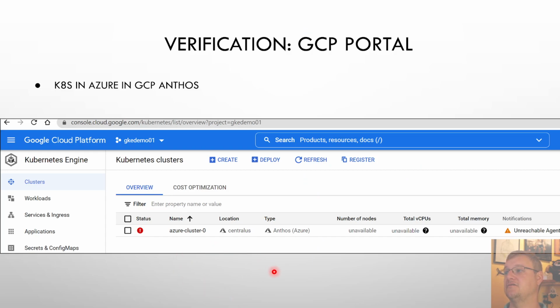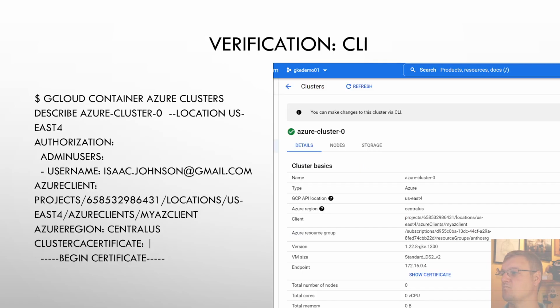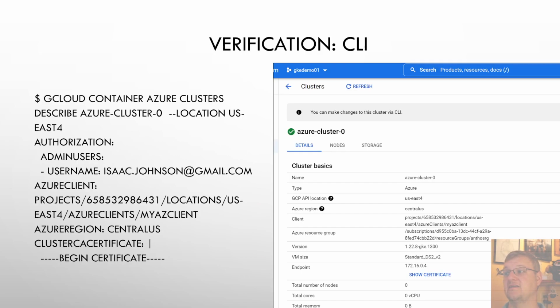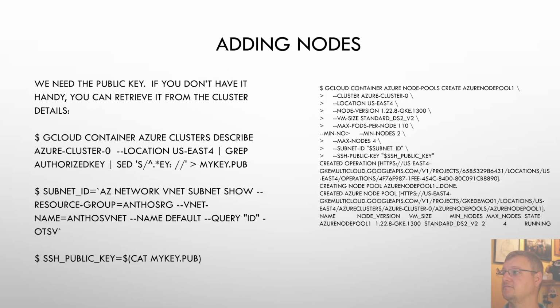When I go back to Anthos, we're going to see it create. At first it's red, but it will turn green as it kind of comes online. And like before, I'm going to need to create node pools because right now I have 0 nodes. So there's nothing I can run here. But I can at least get some details out of the gcloud container command.